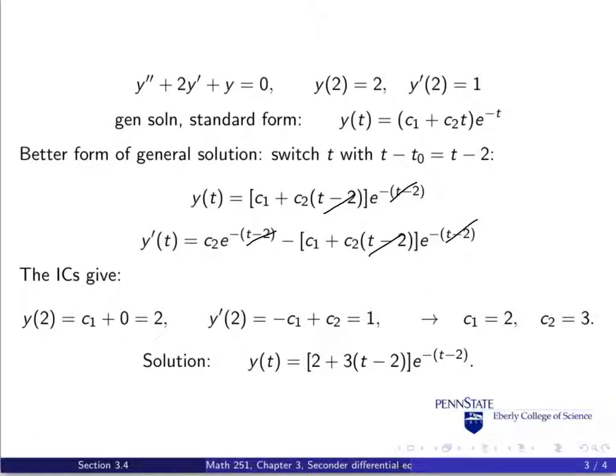So it's very simple. When you put in t equals 2 for y, you just get C1, so C1 equals 2. And in the derivative you get C2 minus C1, and that shall be 1. You quickly solve for C1 and C2, and then you plug back in and write out the solution. Be careful: you have to keep t minus 2 here and t minus 2 here.